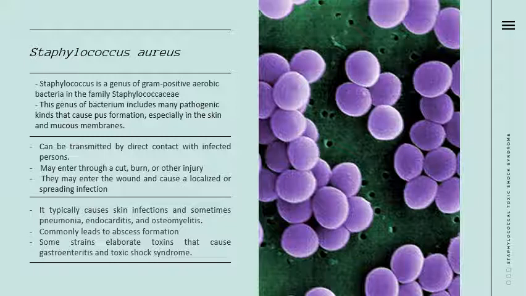Staphylococcal infection can be transmitted by direct contact with infected persons. It may enter through a cut, burn or other injury or any wound and may cause a localized or spreading infection. Staphylococcal infection typically causes skin infections and sometimes pneumonia, endocarditis, and osteomyelitis. Staphylococcal infection commonly leads to abscess formation. There are some strains of Staphylococcus aureus that may form elaborate toxins that cause gastroenteritis and the toxic shock syndrome.